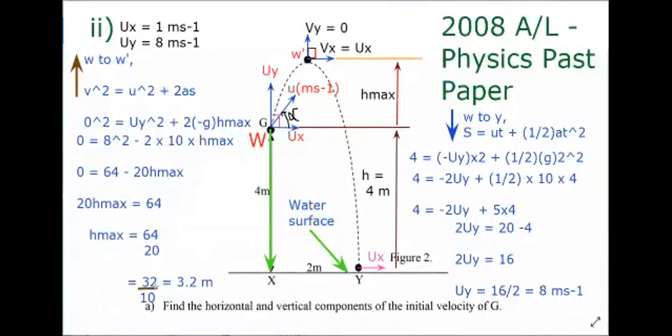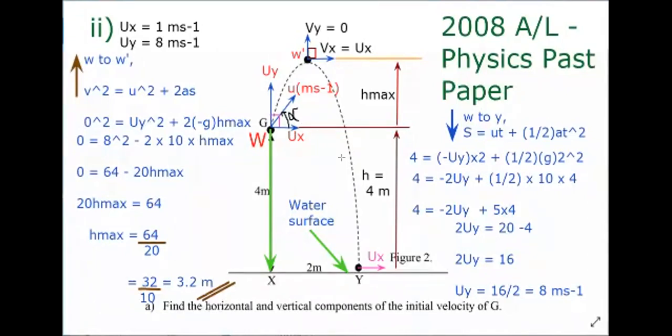32 divided by 10. The thing that I have done here is I have divided 64 and 20 by 2. Then 64 becomes 32, 20 becomes 10. 32 divided by 10 is 3.2. That's how I got this answer. But this is not the final answer.